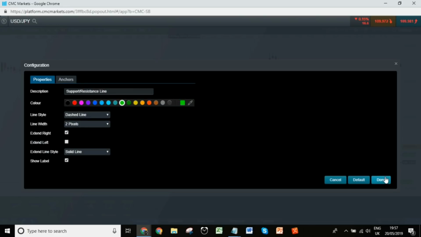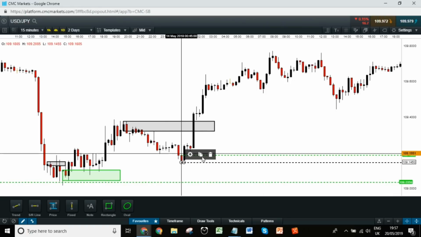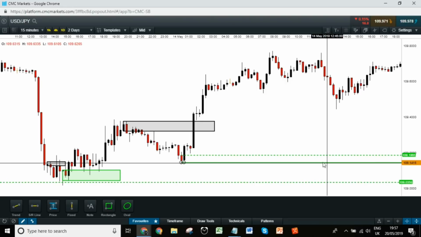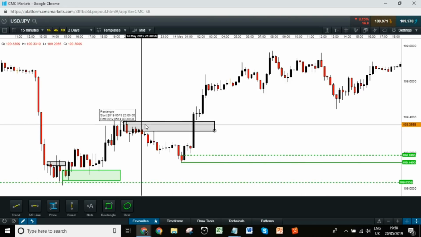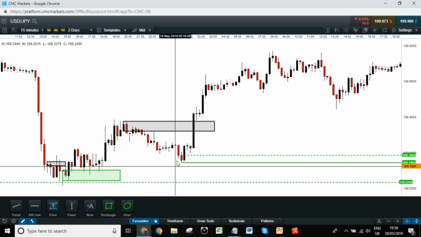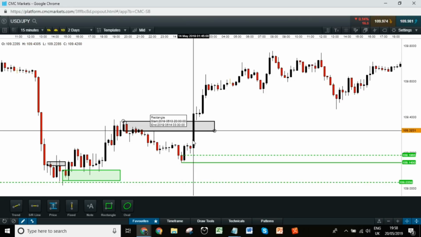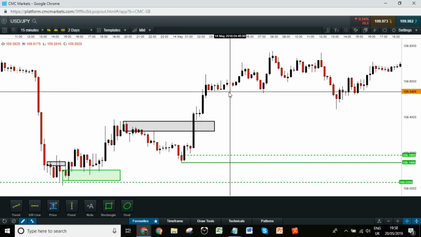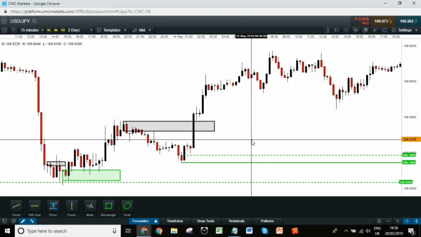Let's just make that solid. Right, so this is the event 2 that now needs to be broken in order for us to get the trigger event 3. So this has been broken beautifully. The market smashed through it with a really long candle and then continued to the upside. This is perfect. This is what we want to see.